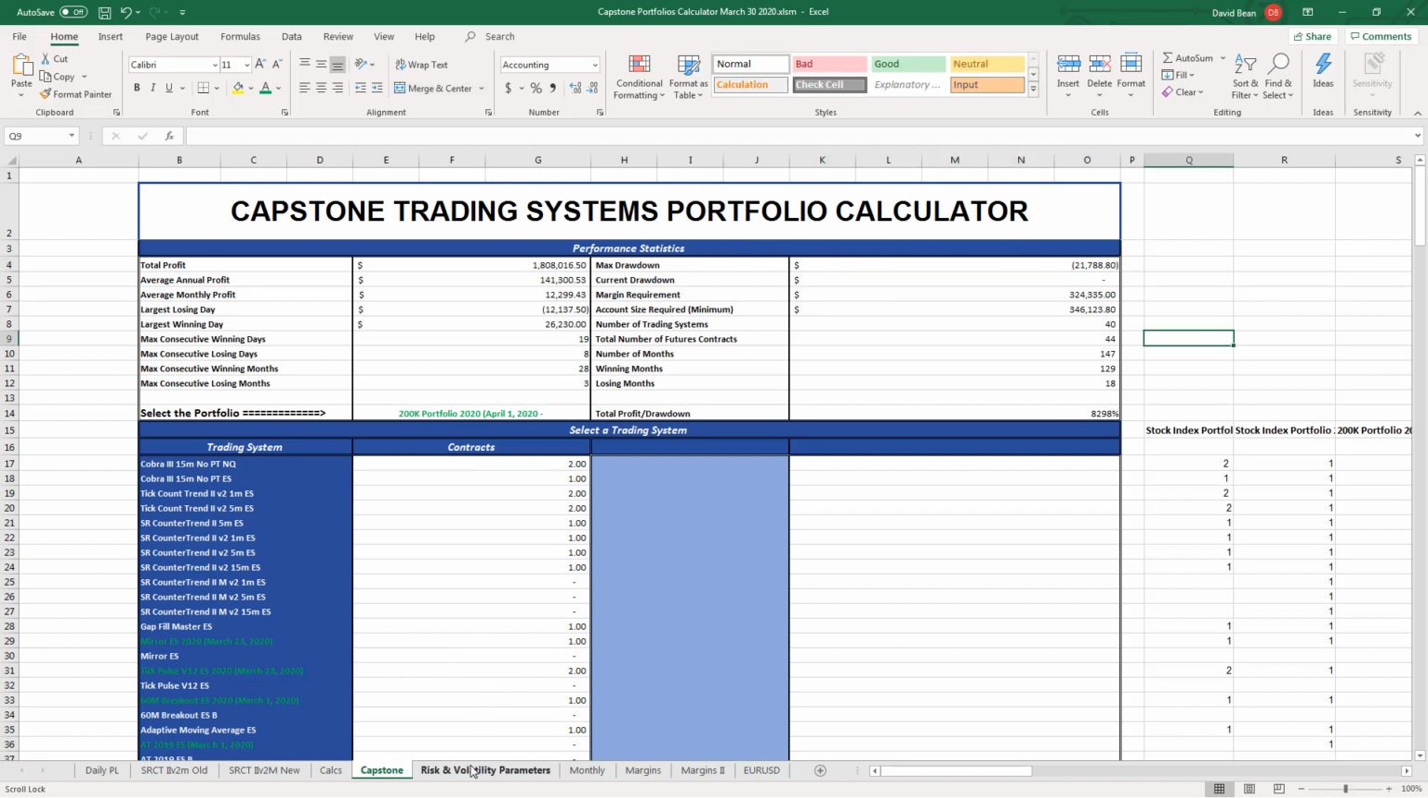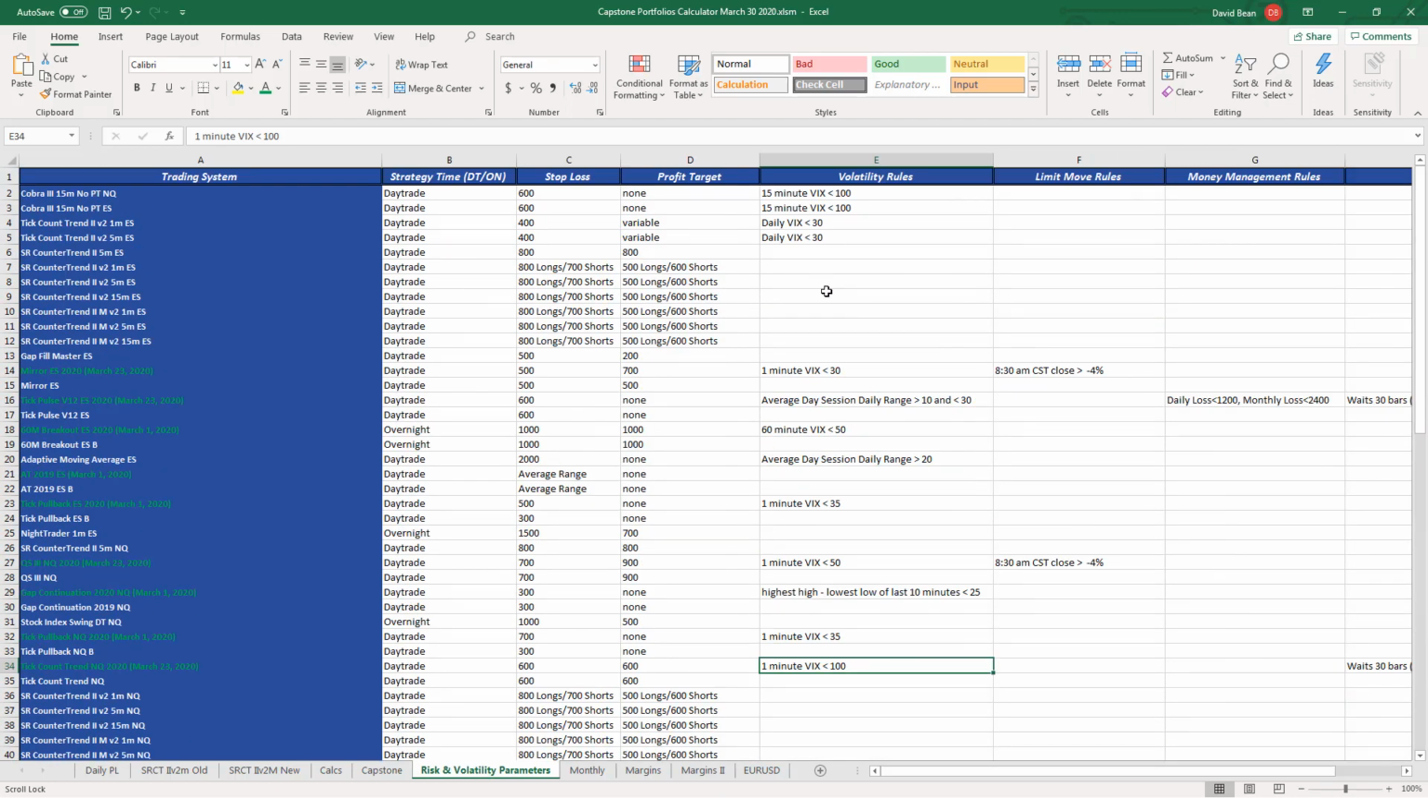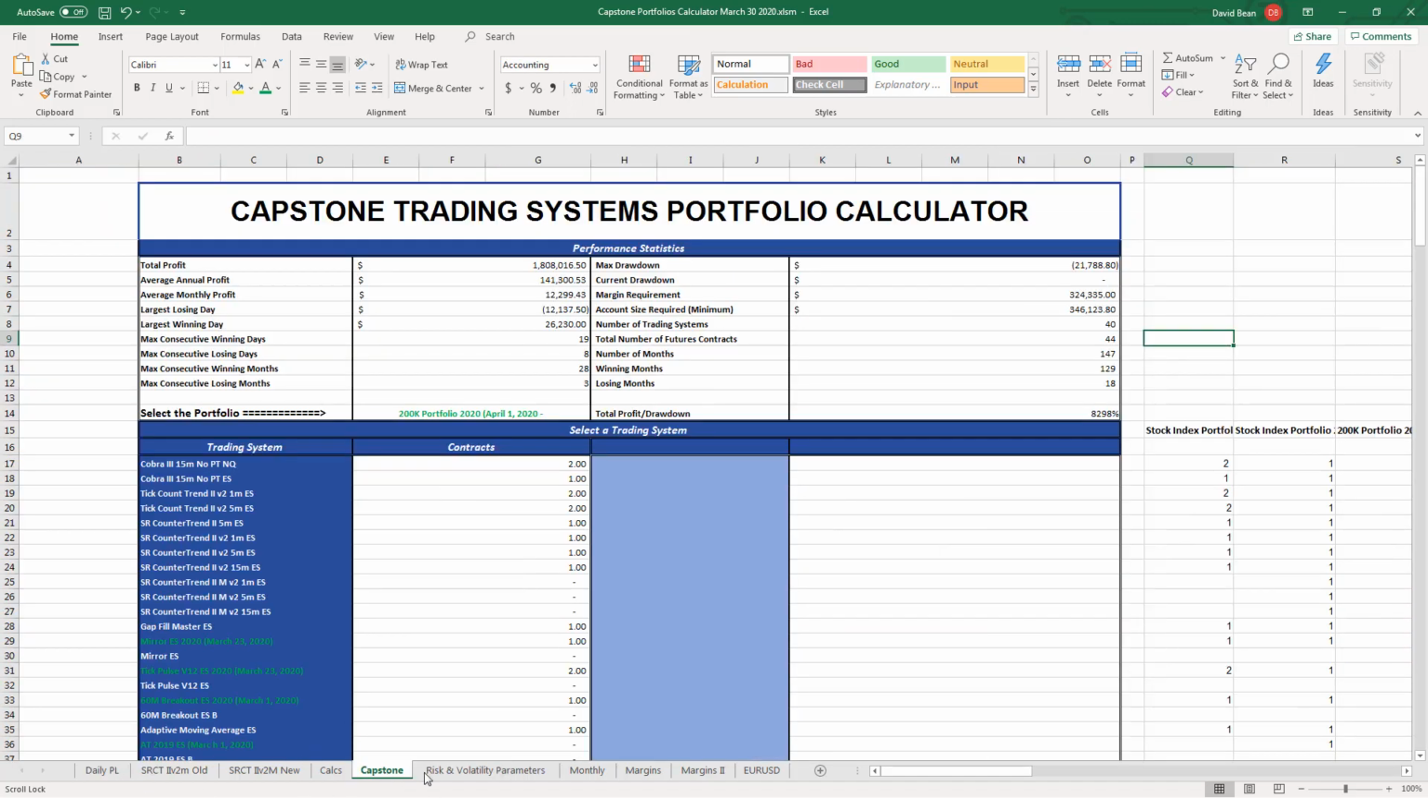So I've also added risk and volatility parameters, so you can see some of the volatility rules, limit move rules, money management rules. But when you're looking at this, this margin requirement assumes all strategies would take a net position at any one time. And so during high volatility, we know some of these are cutting back and not trading. And since they're not trading, you're not ever going to reach that maximum margin requirement. Also, these are TradeStation margins.